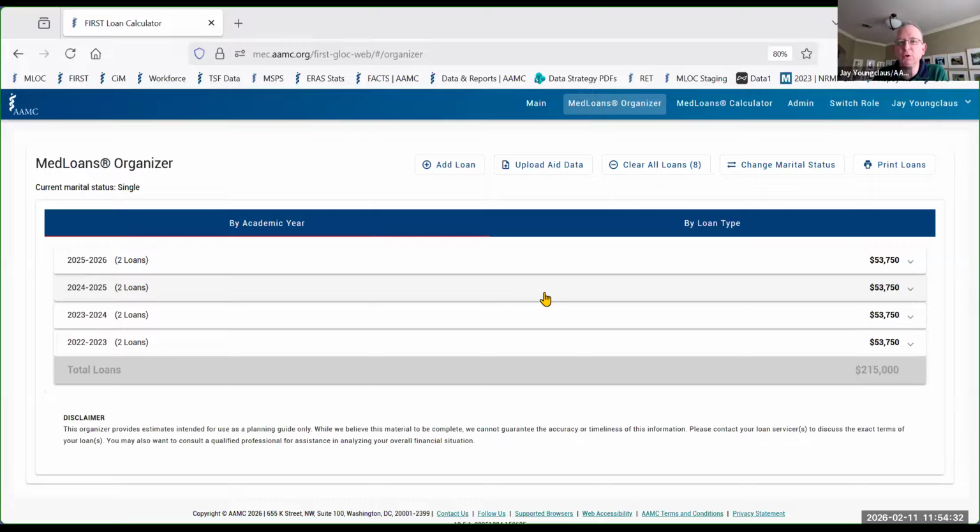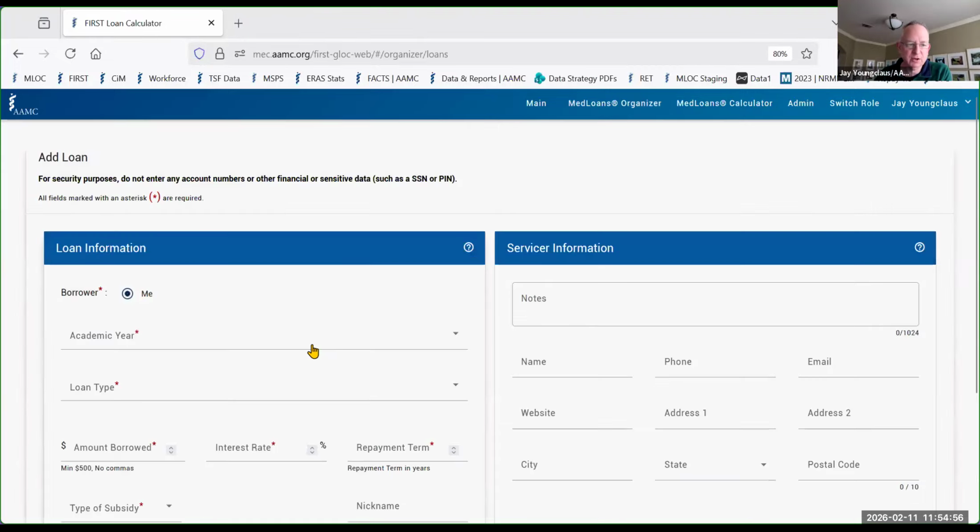It takes a little bit more work in the organizer, but we can accommodate those scenarios. So here I've gone back to being single, and I've eliminated the spouse loan because now we're single, and we're back to the median borrowed amount of 215. Let's imagine that the 4th year for this student was a little more expensive than they expected, and their school has an institutional loan that they wanted to take advantage of. So I'm going to add the loan.